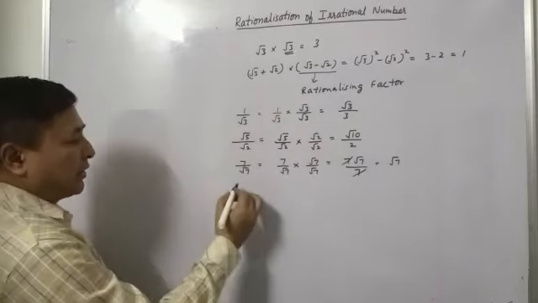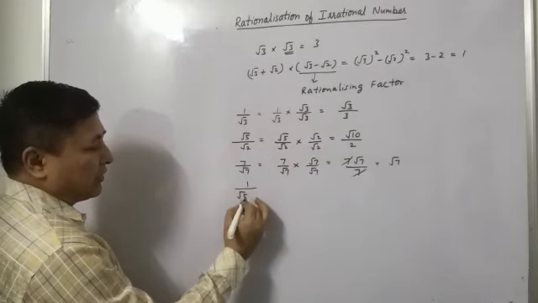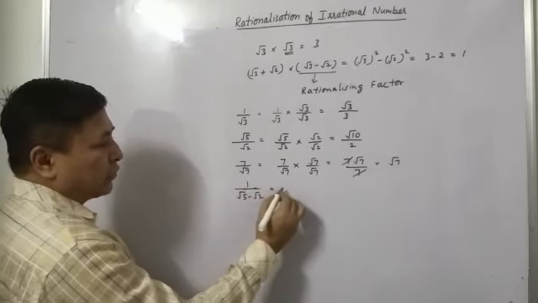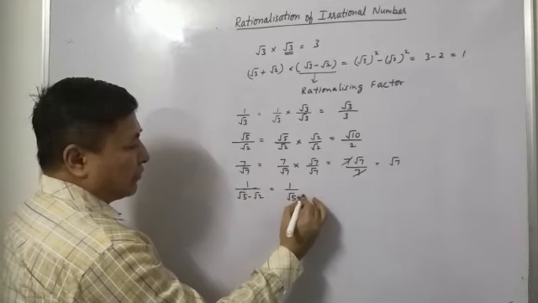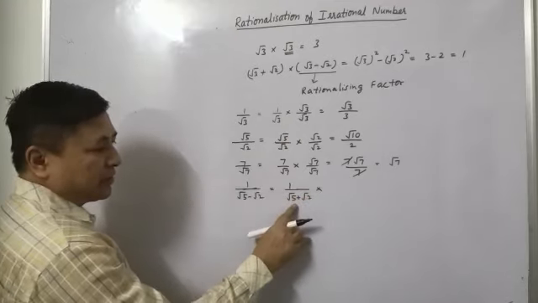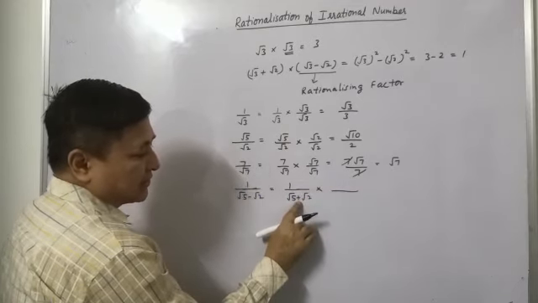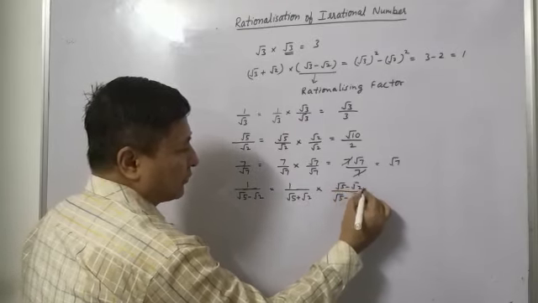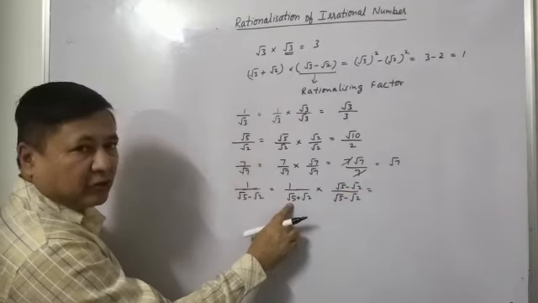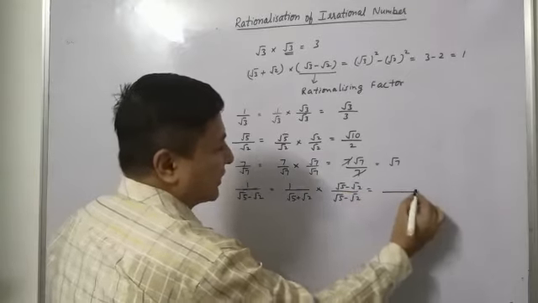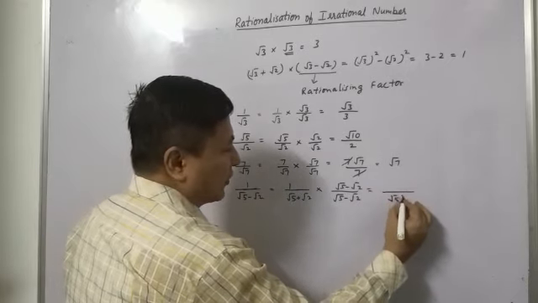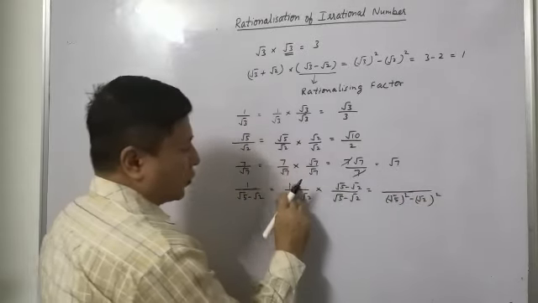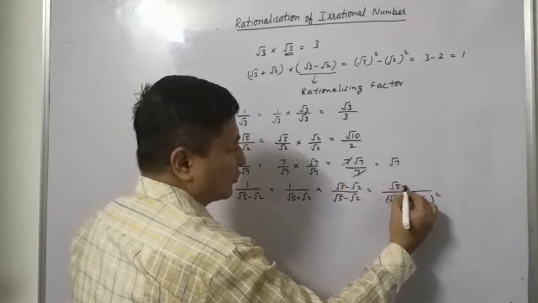Now let us take another example, 1 upon root 5 minus root 2. This is the last example we are taking. To rationalize it, we multiply the numerator and denominator by the opposite sign, that is root 5 plus root 2. In the denominator we get the formula (a plus b)(a minus b), that is a square minus b square, which is root 5 square minus root 2 square, and on the top 1 multiplied by root 5 plus root 2 gives root 5 plus root 2.